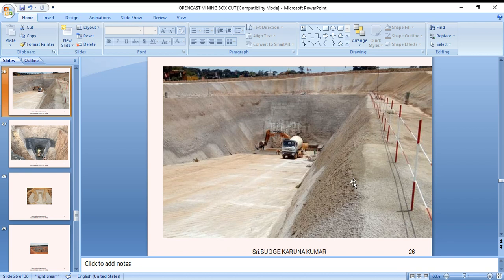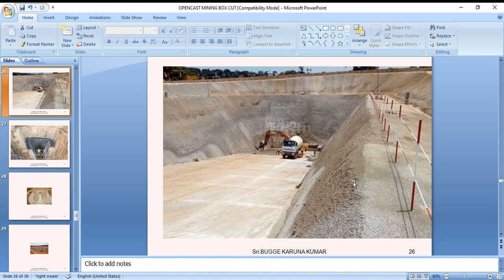If shifting of the box cut is not necessary, then it is located at the boundary of the mineral deposit property. For a dipping deposit, this boundary should be at the mineral outcrop, or where the ratio of overburden to ore is the least. It should be in the middle of the boundary of the resource, minimizing the haulage cost.